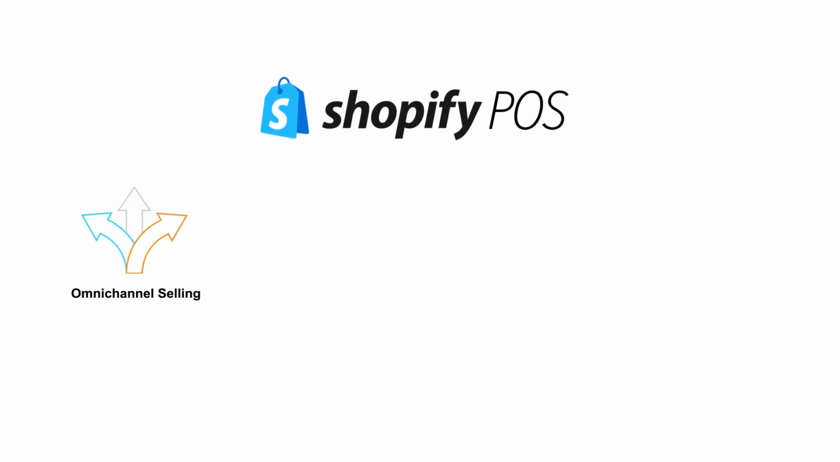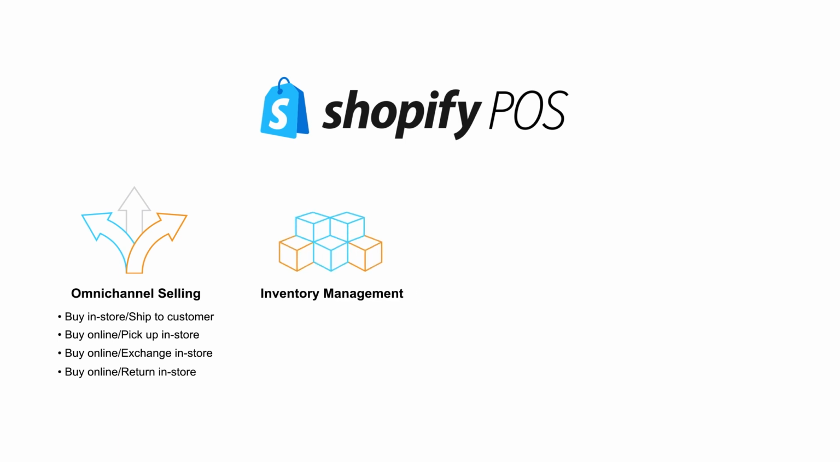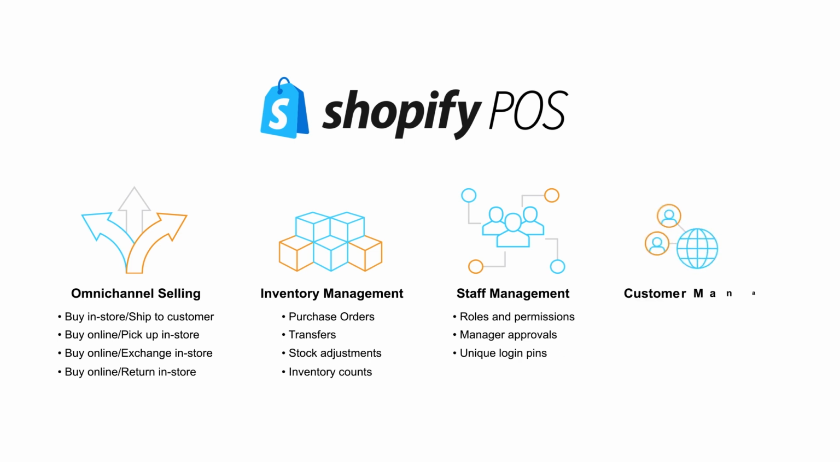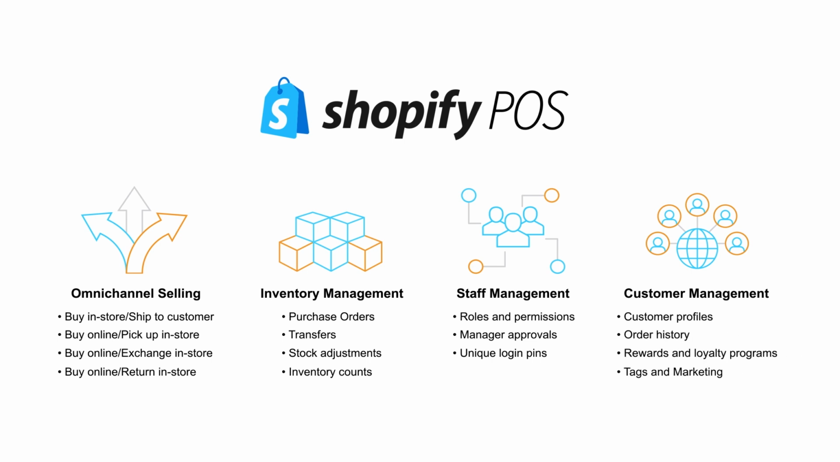Omnichannel selling lets customers buy in-store, have items shipped, or buy online and pick up, exchange, or return in-store. Inventory management includes purchase orders, transfers, stock adjustments, and inventory counts. Staff management allows for roles and permissions, manager approvals, and unique login pins. Customer management gives sellers visibility into customer profiles, order history, rewards and loyalty programs, tags, and marketing.